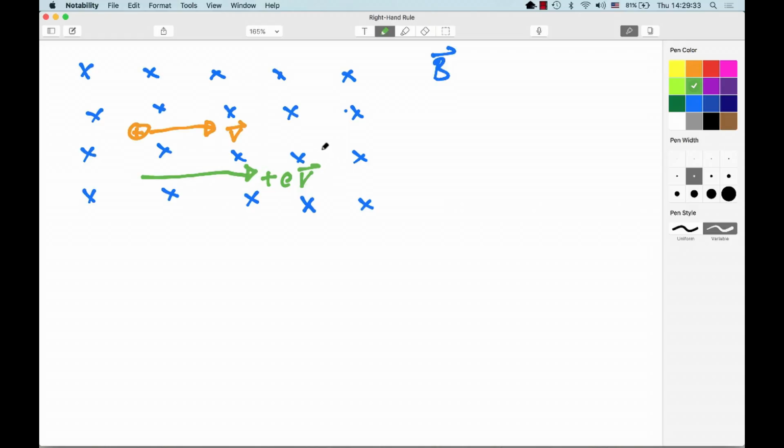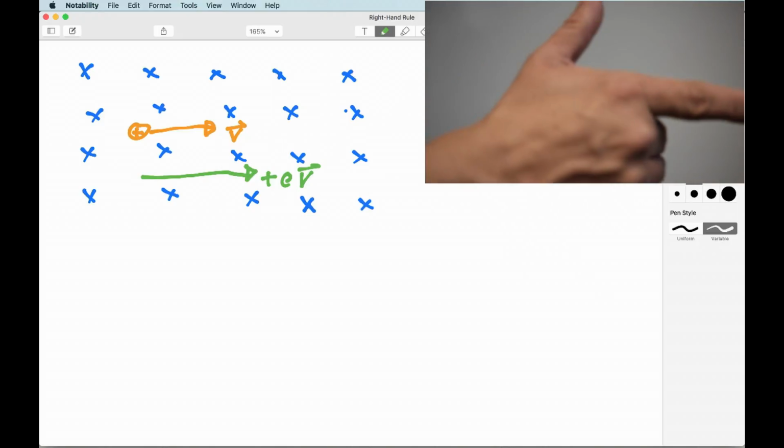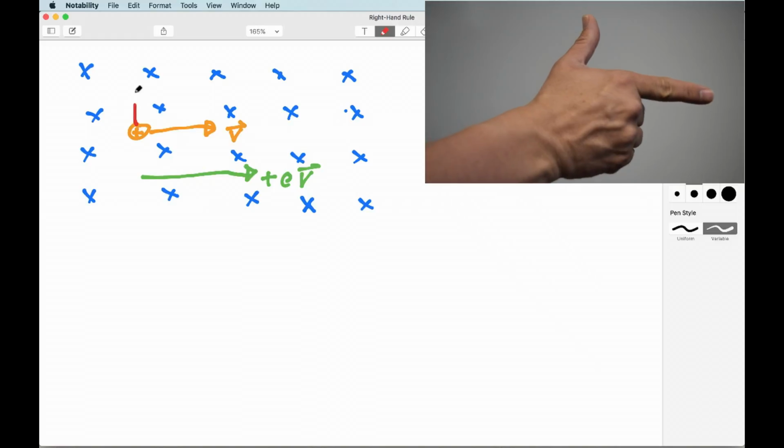Okay, now that we can do that, we can go ahead and do the right-hand rule that you should be seeing pop up in the upper right-hand corner of the video here. And we will find that the force is pointing up.